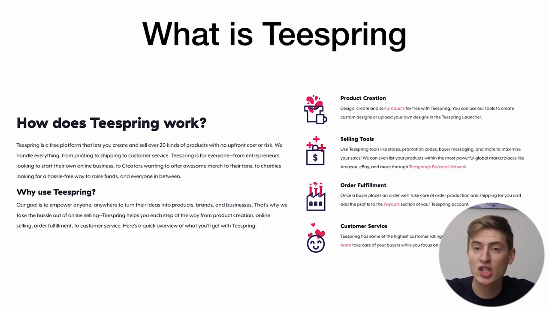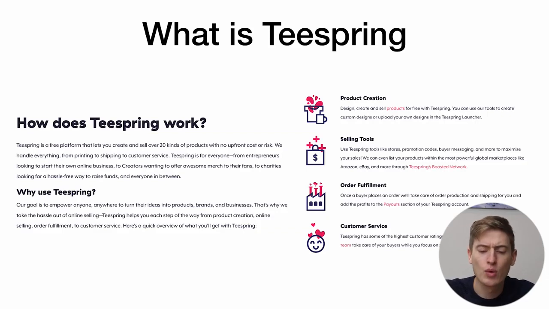So product creation, you're going to start by designing a product. You could do that on Teespring's own design website. They have like an editor, which we're going to look at a bit later on in this video, but you can start there, and then you're going to use tools like promotional codes. And everything is hosted on Teespring, by the way. Teespring hosts stores, promotional codes, messaging, and pretty much everything. You don't need another website. It's all done on their platform. All right, and then you have to advertise it, obviously.